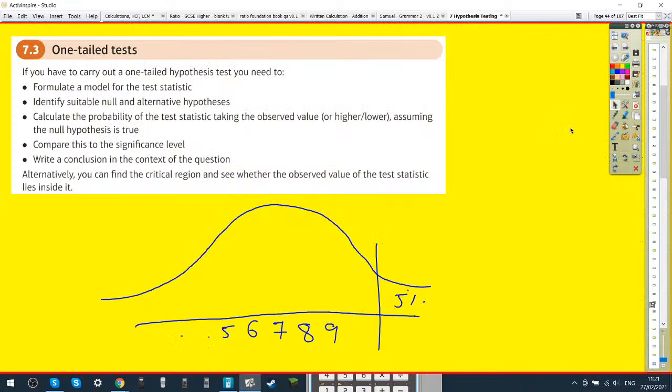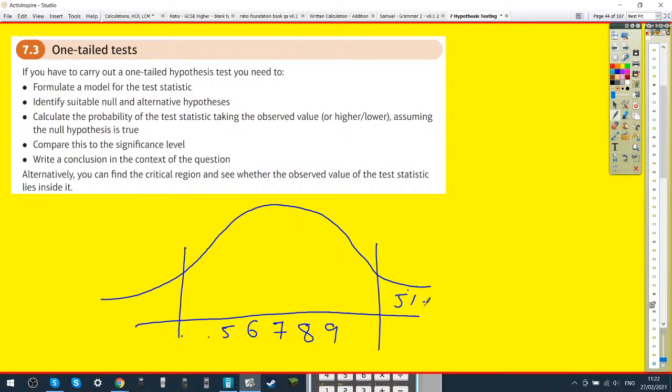Let me go back to this. But what you would expect is that most of the results would be in between there. Let's say you flip a coin 14 times. 7 times it lands on heads. Most of the time that happens. But 6 and 8 can also happen. 5 and 9 can also happen.